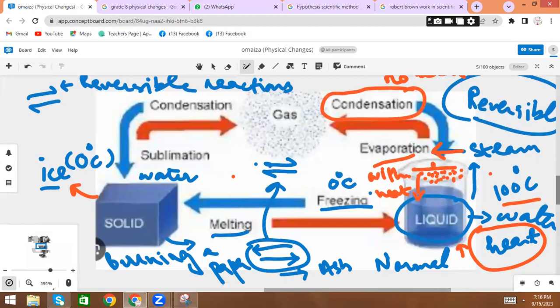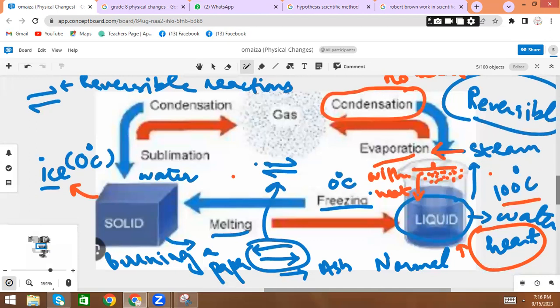I'm just asking you to tell me what sublimation is. Sublimation is solid to gas. Yes, solid is going directly to the gaseous state.